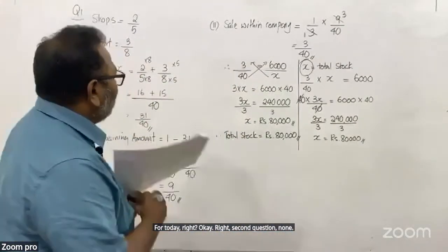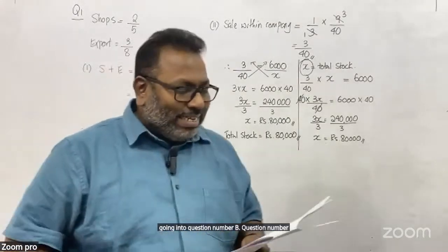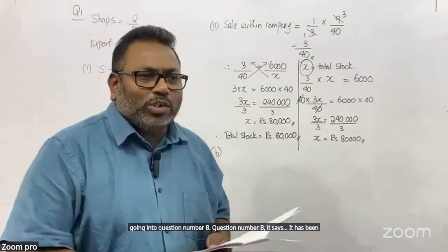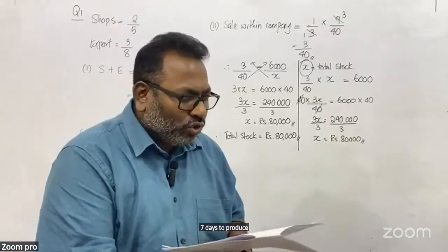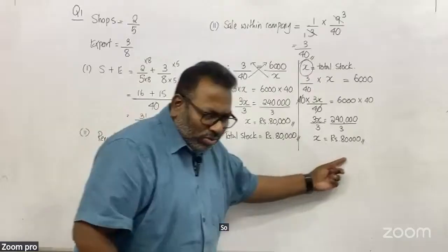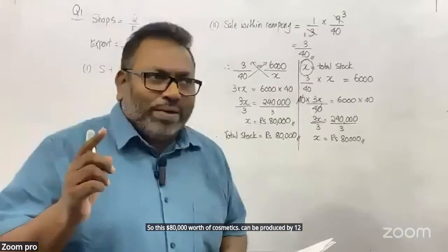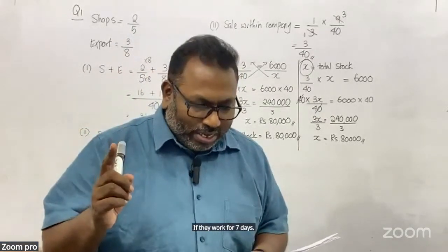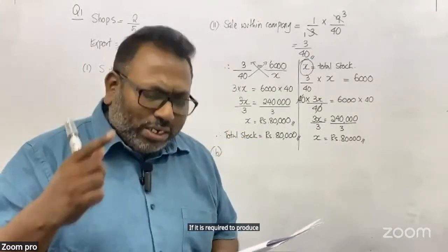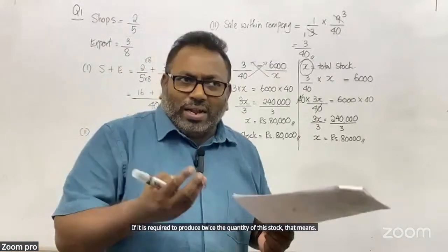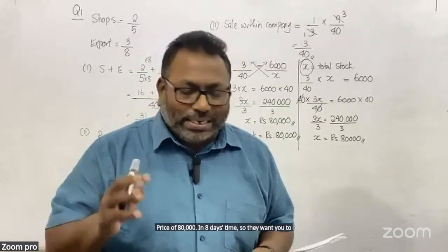Going into question number B. Question number B says, it has been estimated that 12 employees will take 7 days to produce the above stock of cosmetics. So this 80,000 worth of cosmetics can be produced by 12 people if they work for 7 days. Okay. If it is required to produce twice the quantity of this stock, that means twice of 80,000 in 8 days time. So they want you to do it in 8 days time.